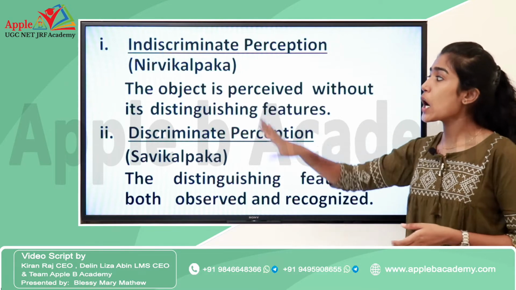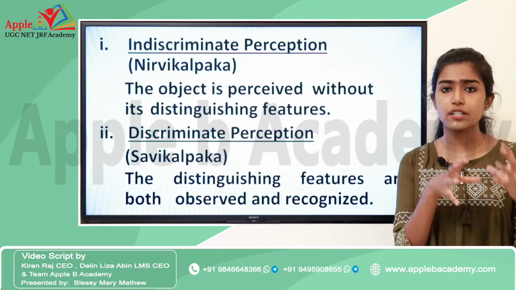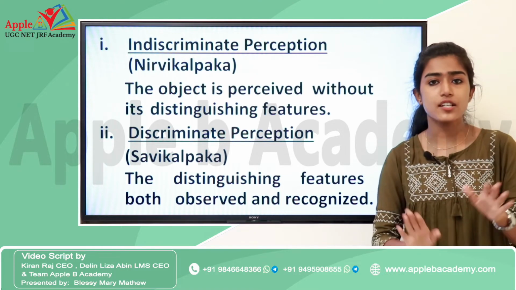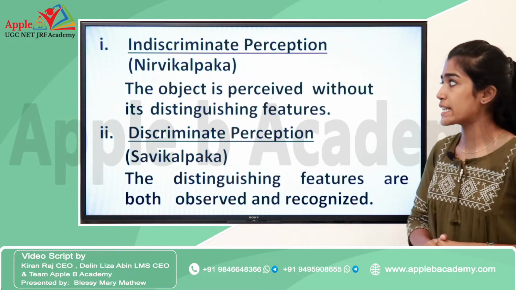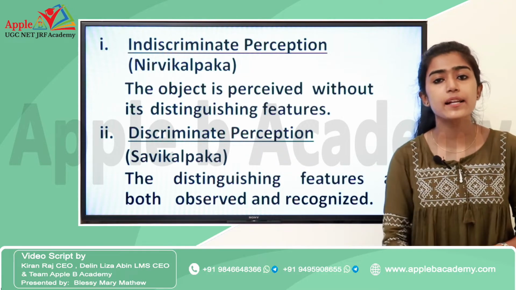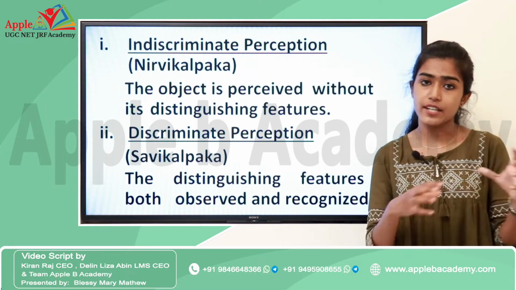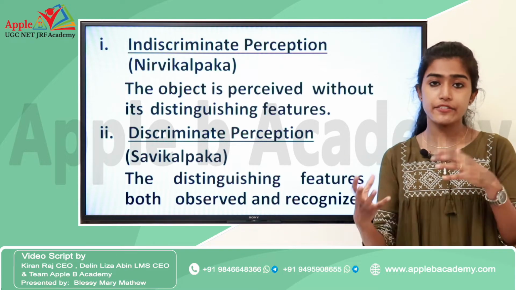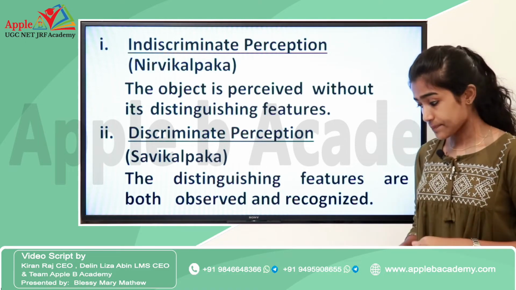In nirvikalpaka or indiscriminate perception, we are not bothered about those aspects, the distinguishing features of each and everything that we are perceiving. We are just perceiving that something like this exists, that is all. Then we have discriminate perception, savikalpaka, in which we focus on the distinguishing features of everything we perceive, the features that make a particular thing different from others. We will be observing it and also recognizing it.